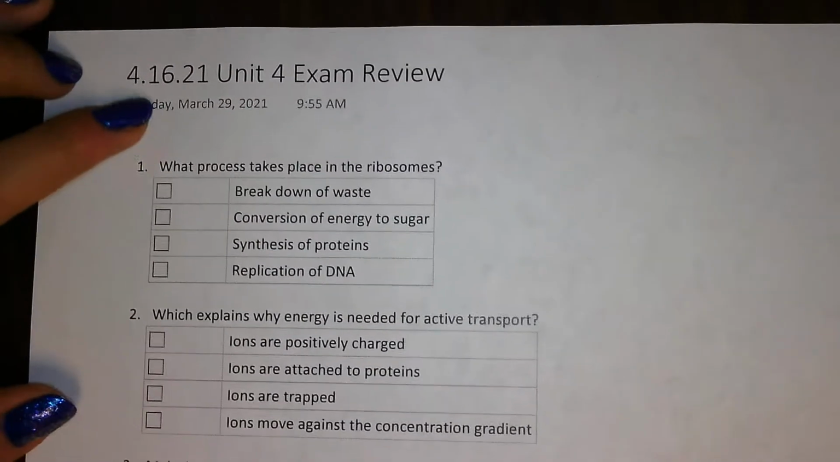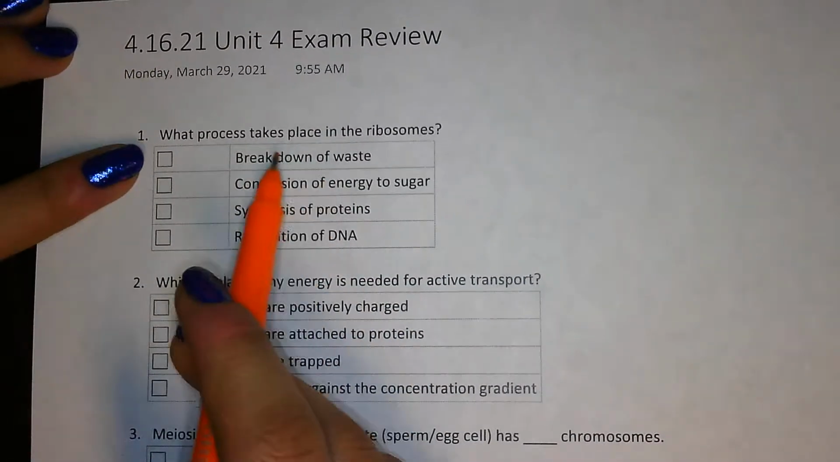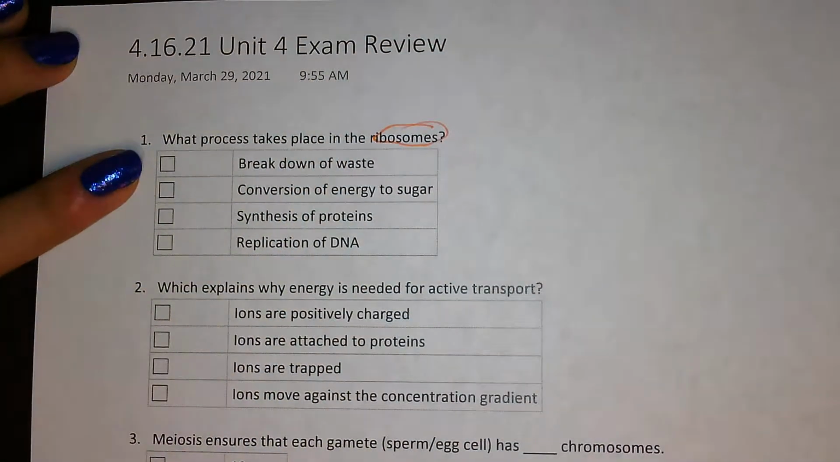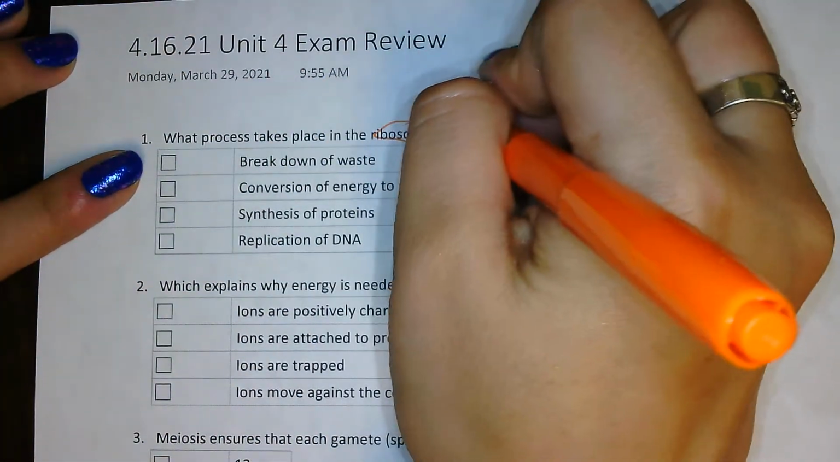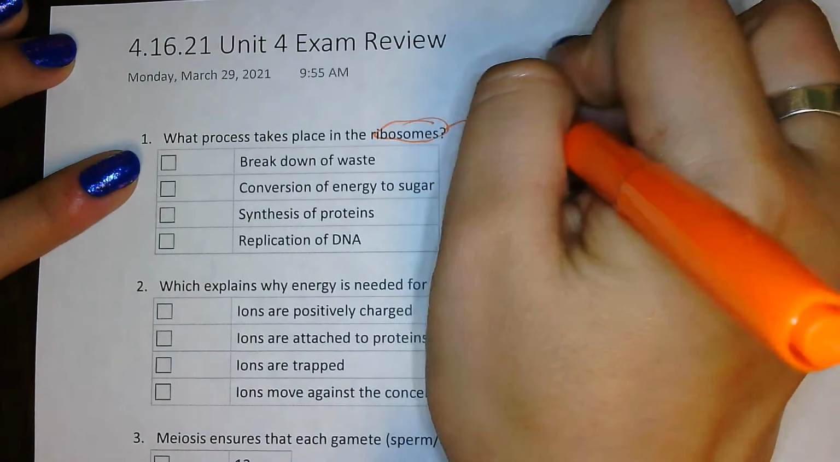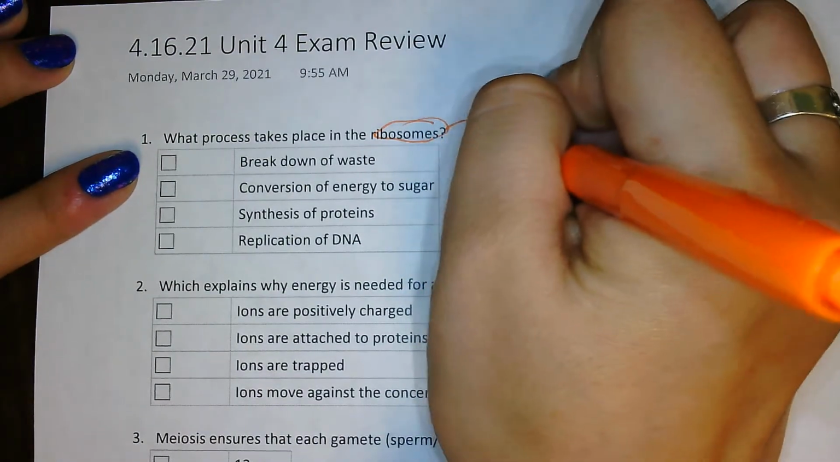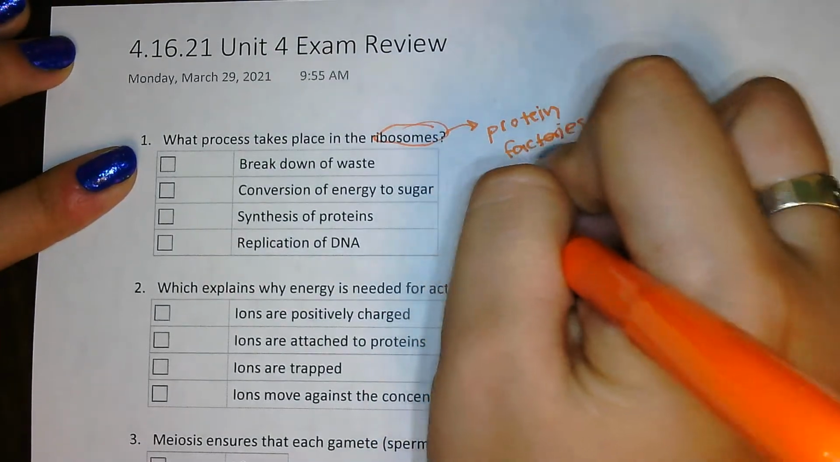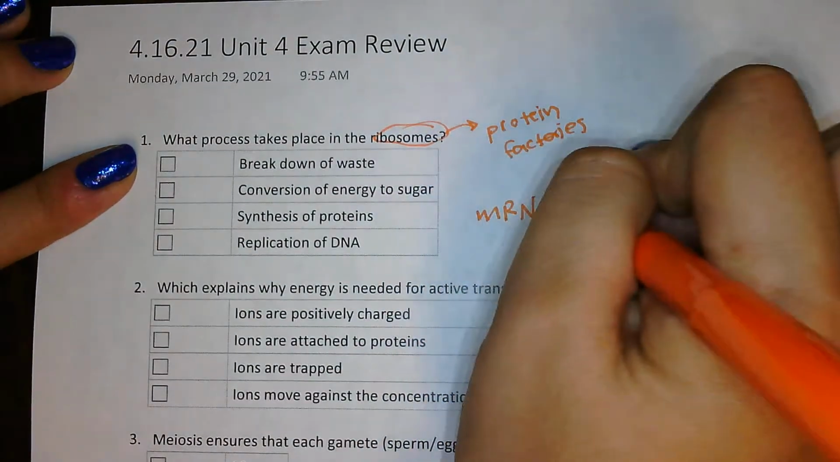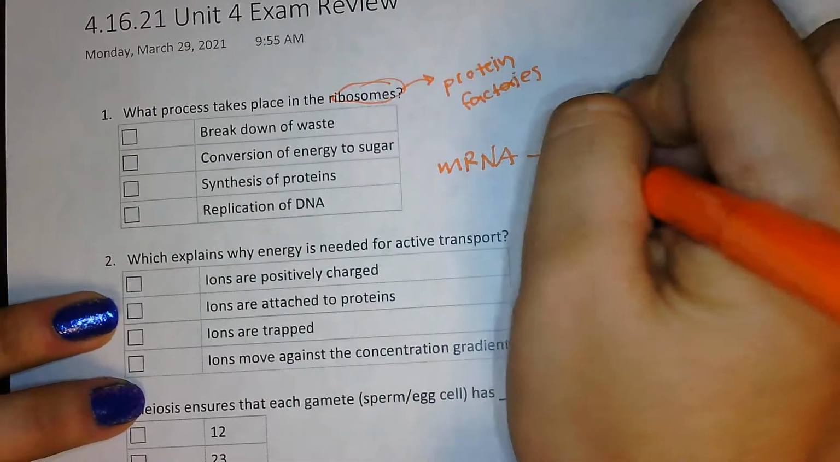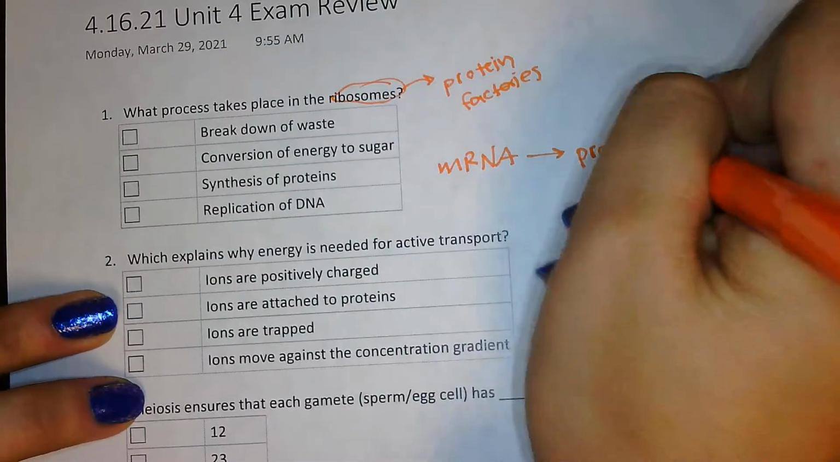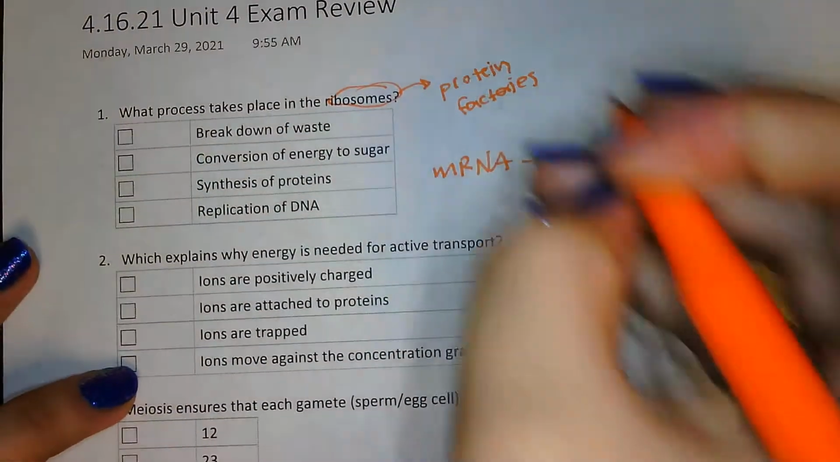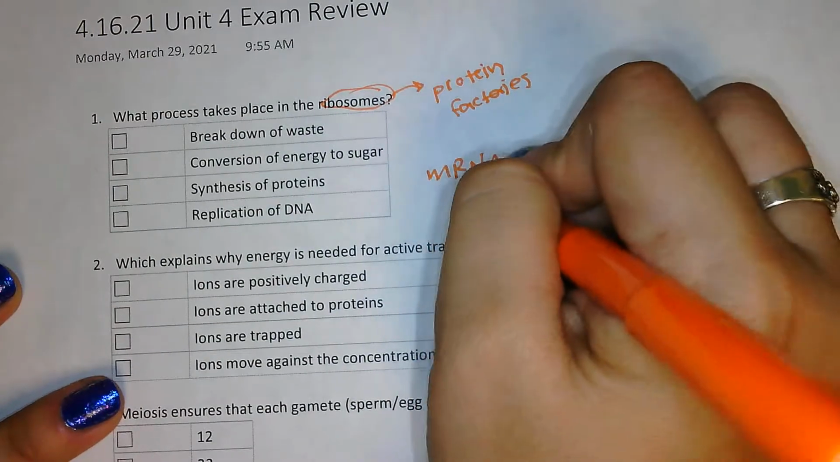Okay, so Unit 4 review. First up, what process takes place in the ribosomes? So my ribosomes are my little organelles that are my protein factories. They are able to go from mRNA and read it into a protein. In case you forgot, mRNA to protein is known as translation.